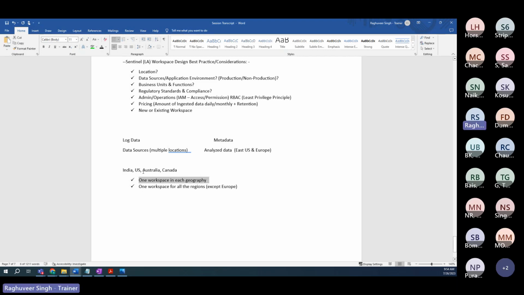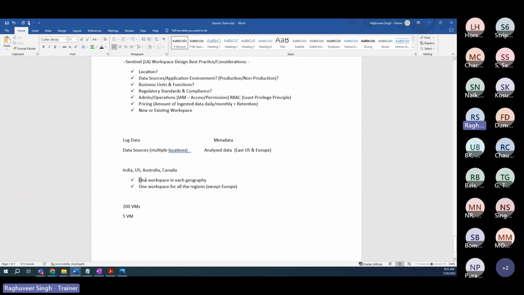And it also depends on the number of data sources. So for example, let's say your company is a US multinational. In US, you have, let's say, 200 virtual machines. And you have recently started doing business in India. Now in India, there are only 5 VMs. Will I be creating a workspace in India? No. I would rather ingest logs from these 5 virtual machines in the existing workspace, which I'm using for those 200 VMs. That's another consideration that you need to take.